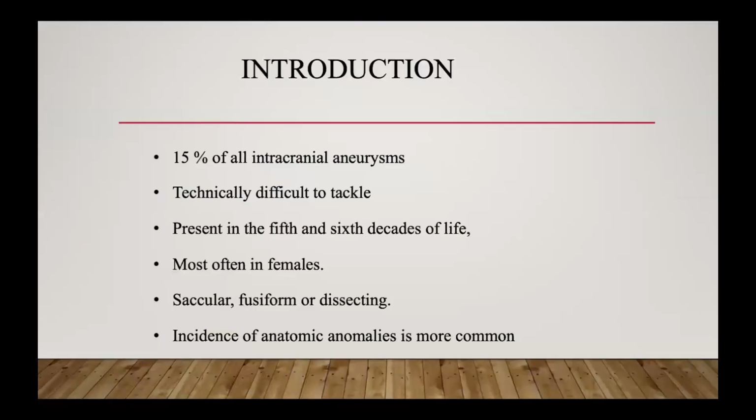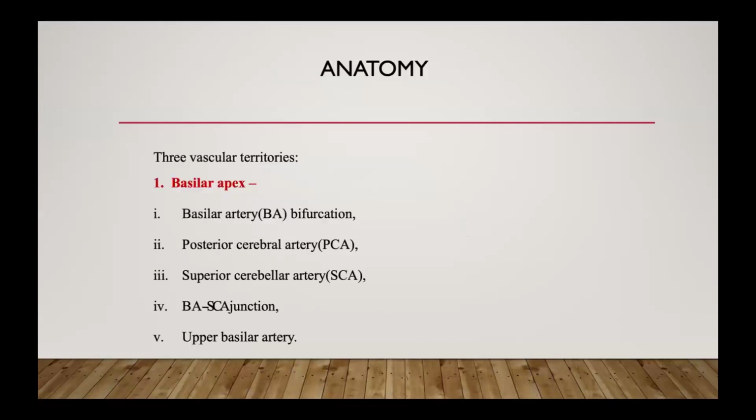So we all know that the posterior circulation aneurysm constitutes roughly 15% of the intracranial aneurysms, and surgically they are very difficult to tackle, and it has a long learning curve. And in the present era of endovascular practice, the indications for open surgery in this kind of aneurysms are getting fewer and fewer, and therefore the surgical anatomy, whenever the need arises, is very important.